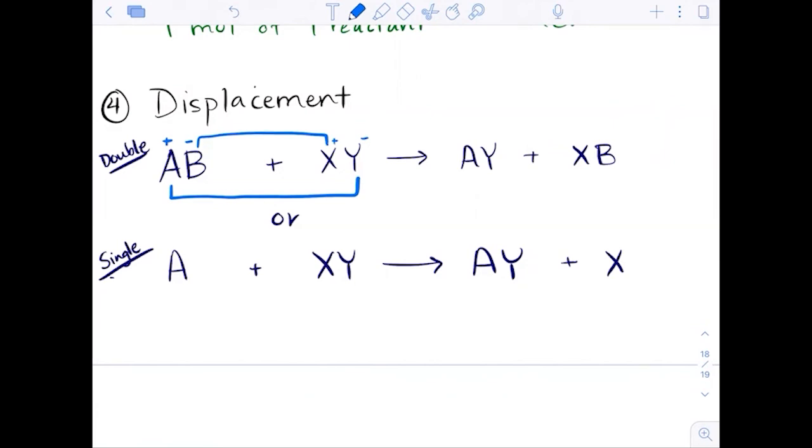Now for a single displacement, usually what happens is one lone solid, usually something like sodium metal or carbon solid. It could also be a diatomic, something like chlorine gas, that reacts with an ionic compound and produces one ionic compound and another lone or single element. And so we'll see that not all partners get paired up at the end for that single displacement.